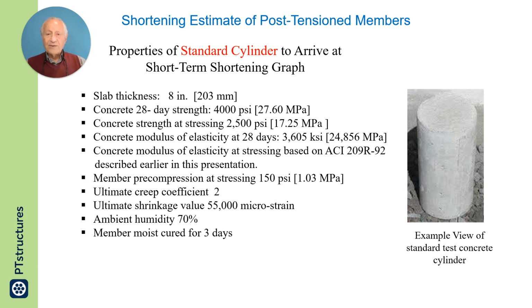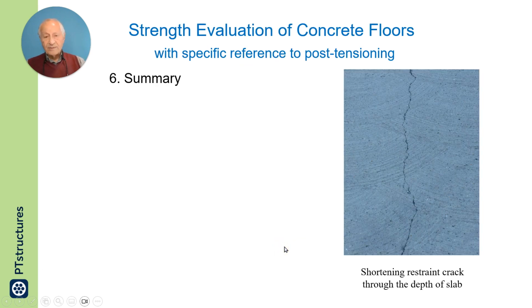It just gives you a sense of a range of numbers, and you really have to recognize that there will be shortening and you have to allow for it. The exact amount is a rough guess. And this is the standard cylinder stressed on day 3. That is where the relationship of the previous page comes from.